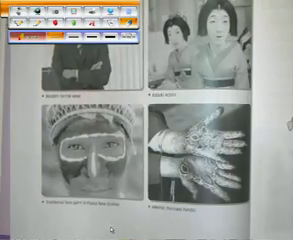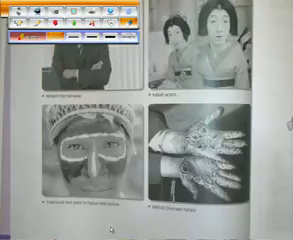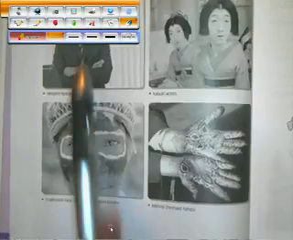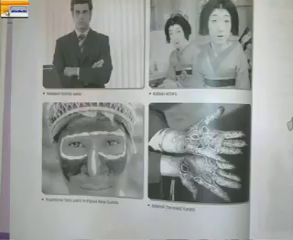Excuse me, I have a cold. There's a set of photos here. Let me just get rid of this.